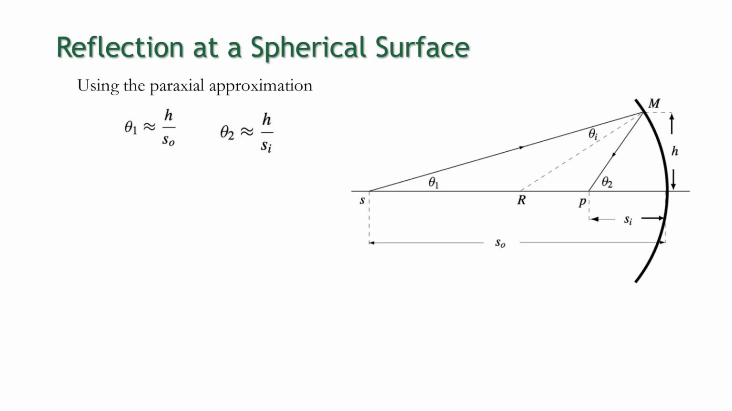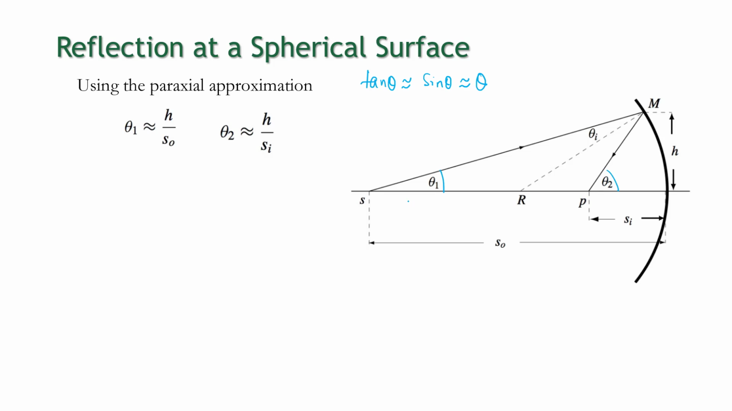Now one thing we will do here is something called the paraxial approximation. The paraxial approximation is when this angle is very, very small. In our previous treatment we didn't use this approximation, but here we will say the angles are very small. When the angles are small, we can approximate that tan theta is equal to sine theta is equal to theta.